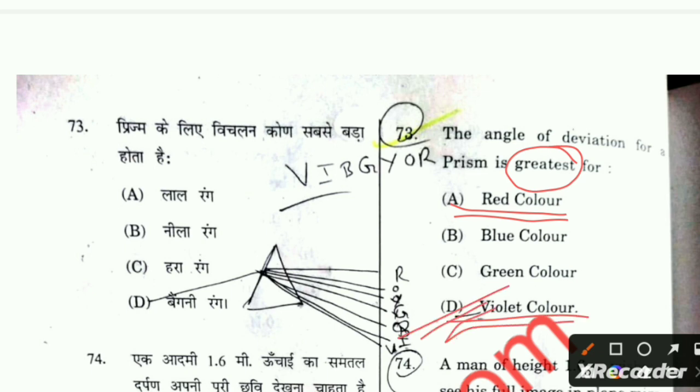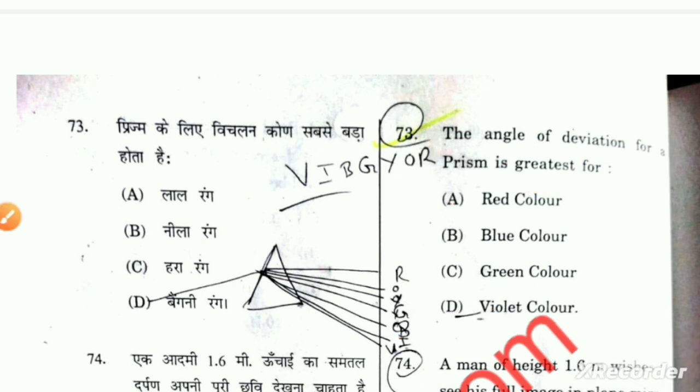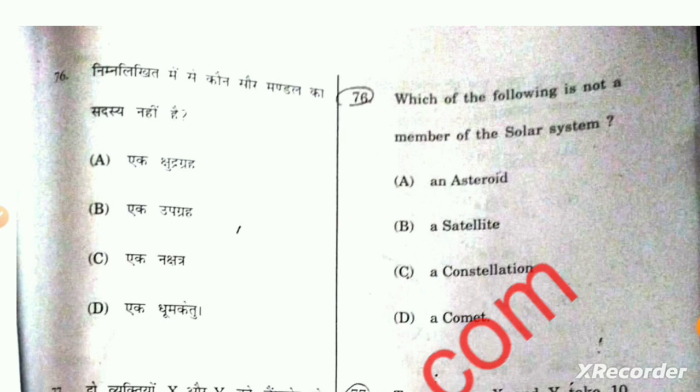Most of the students are confused between these two options, red or white, which one is the right option. So violet color is the right option. Here is the maximum deviation. So move to the next question.